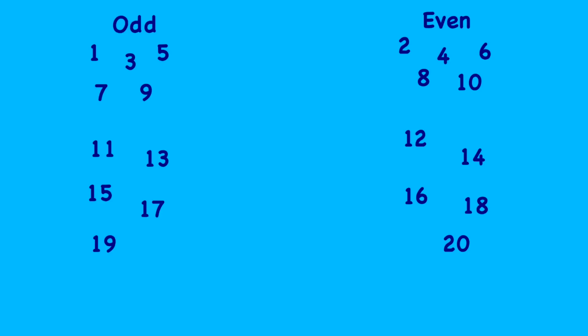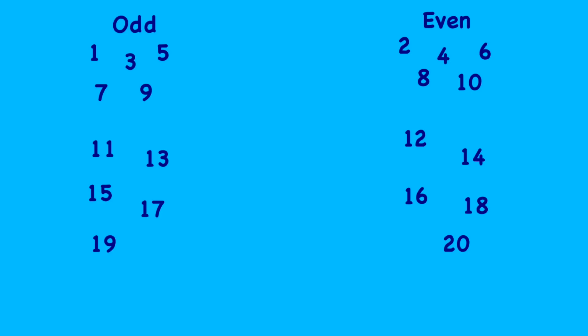So we can see that all the odd numbers on our list always end in either a 1, a 3, 5, 7 or 9. And all the even numbers in our list always end in a 2, a 4, 6, 8 or 0. You might also have noticed that all the numbers in my even section are the 2 times table, and that's because every number in the 2 times table is an even number.